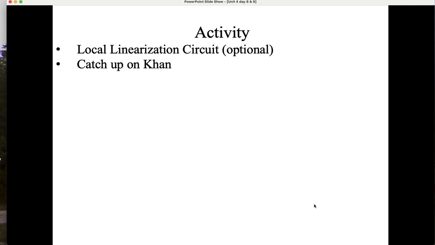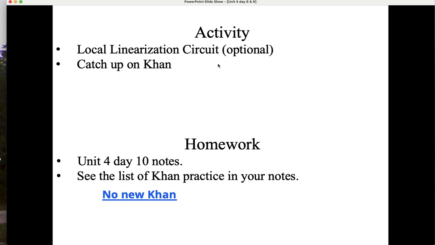For today, there is a local linearization circuit. It's optional. If you feel like you want more practice, go ahead and do it. Really, it's a day to catch up on homework. We've got one more day of new material, so we'll have one more set of homework, and then that'll be it for the unit. We've got notes for tomorrow. Yep, for tomorrow. And no new homework. So that's kind of the agenda for today. I'll come around and check in with you, see how you're doing, and just let me know what you need from me today.